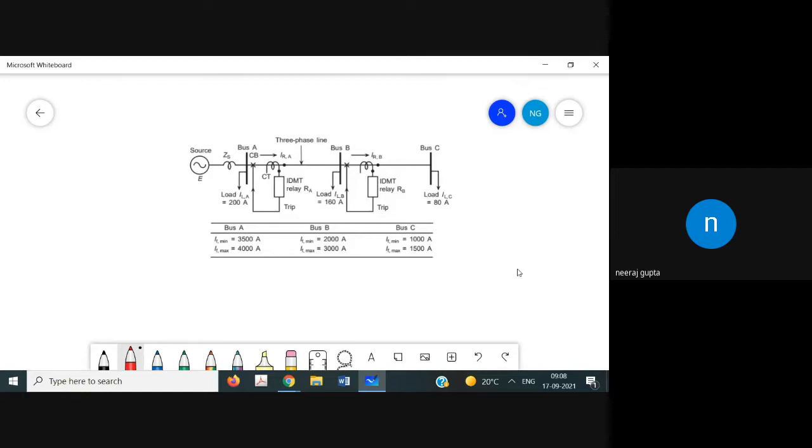So today we will discuss the setting of the relay, that is, the application of the inverse definite minimum time relay on the distribution feeder.